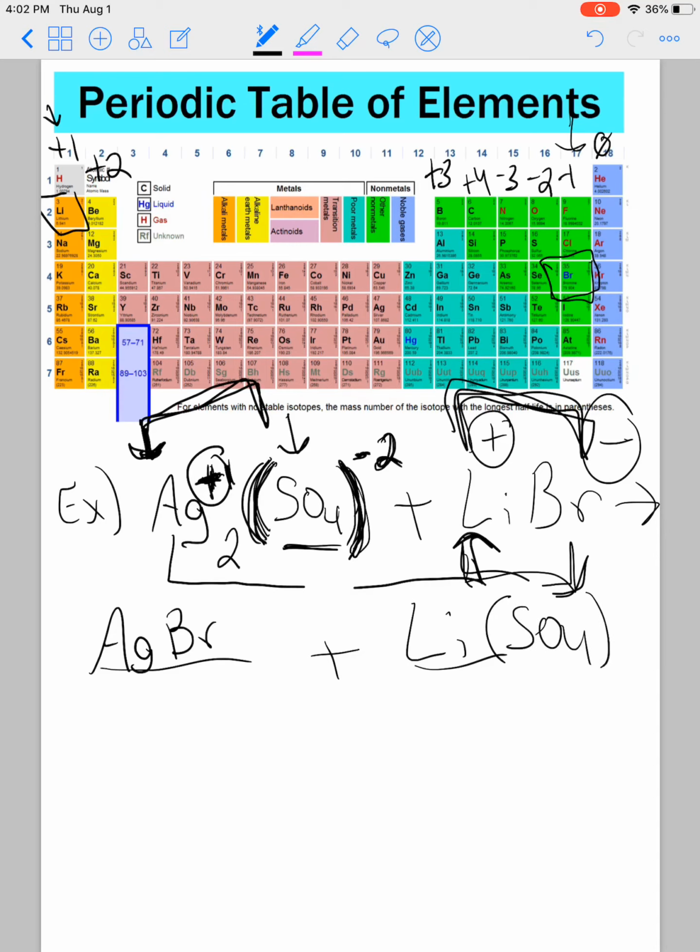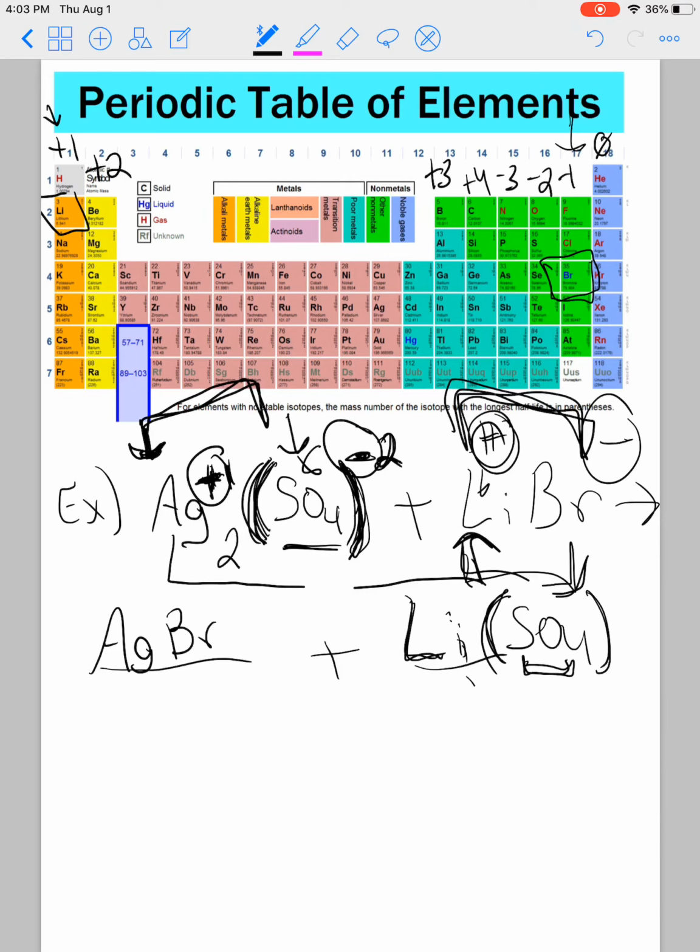Keeping SO4 in parentheses because it's polyatomic. These guys are going to stick together no matter what. Keep it in parentheses. We can treat it like it's one element, make it easier on ourselves. Remember, we write this Li and then SO4. We don't write SO4 and then Li because the guy who is positive, which is Li, is always written first. And the guy who's negative, which is SO4, is always written second. So it's LiSO4.